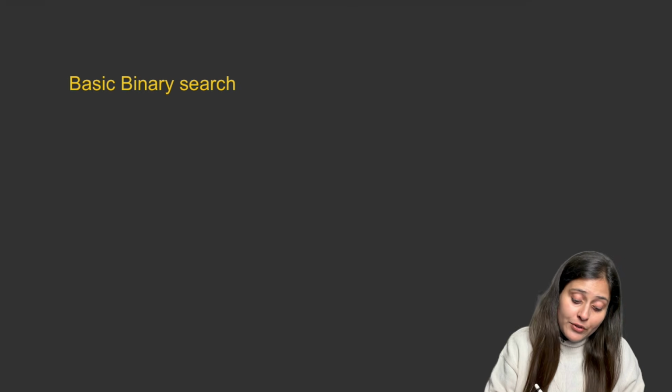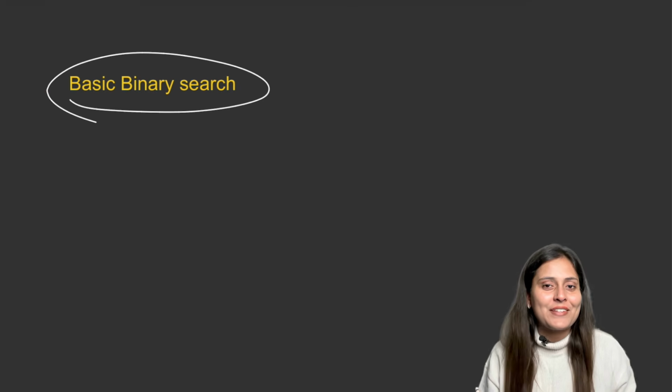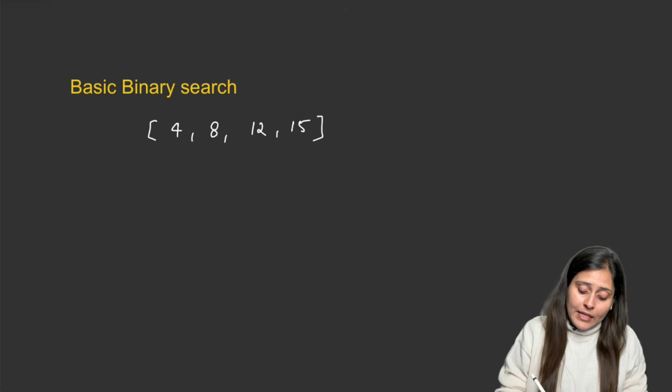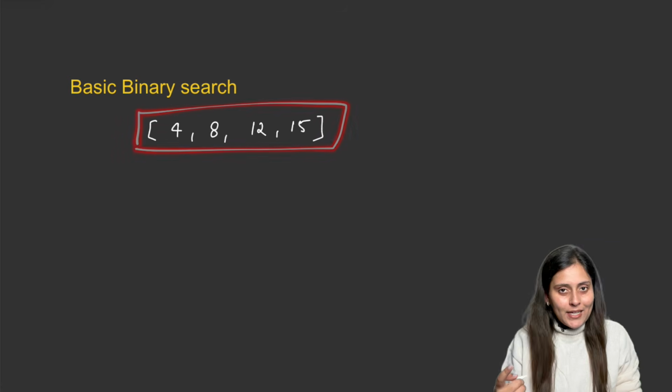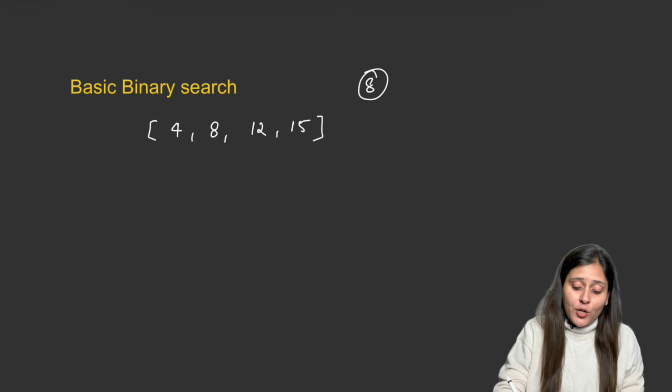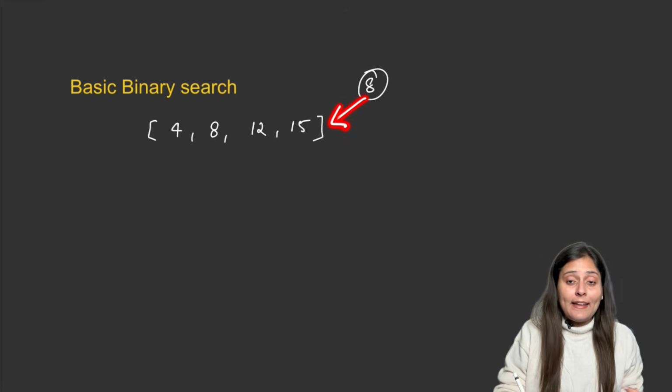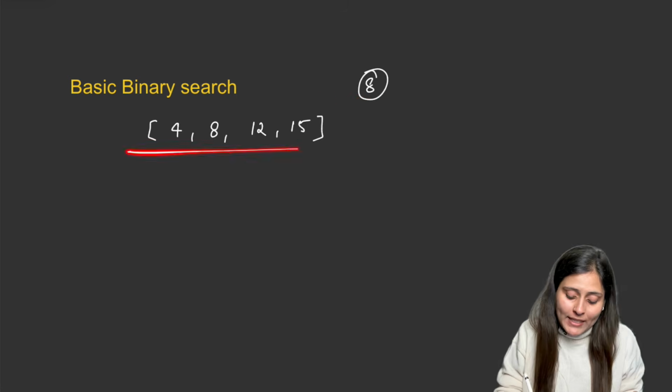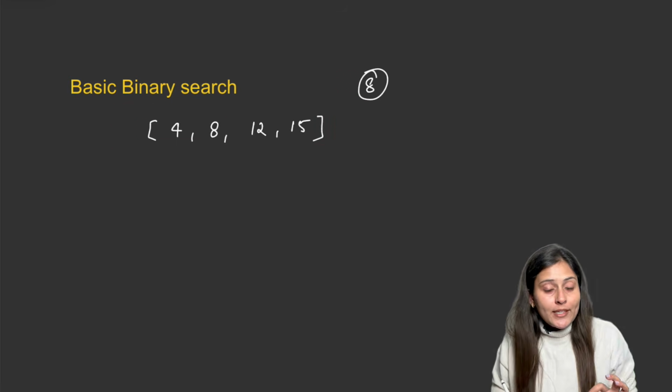Now let's begin with the first pattern, which is called basic binary search. This pattern is very simple. Here you will be given a sorted array and an element, suppose 8, and your task is to check if that element 8 is present in the sorted array or not. So here you can think of binary search.